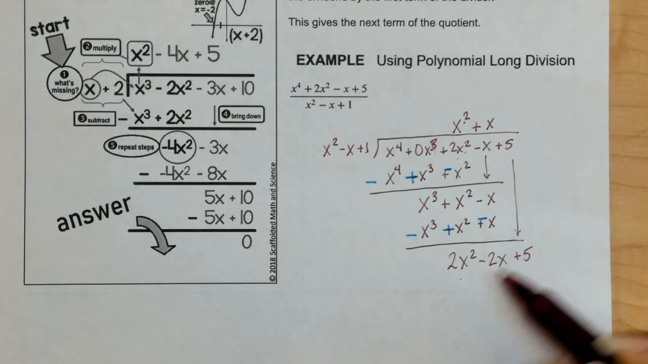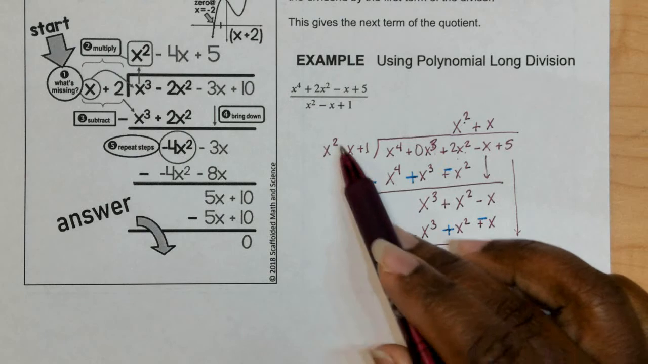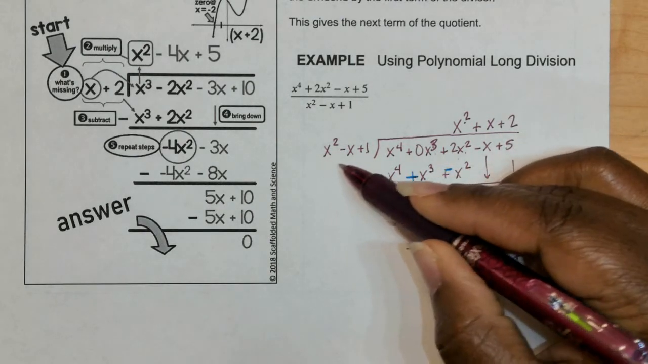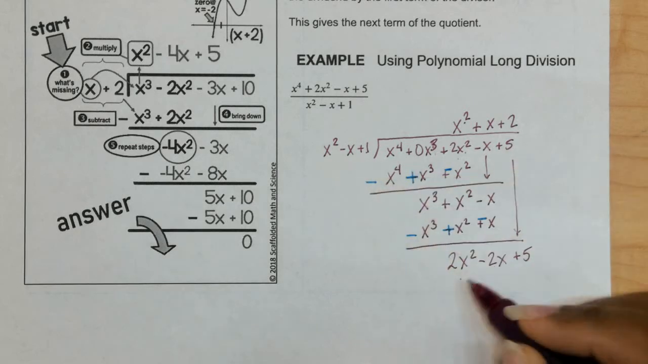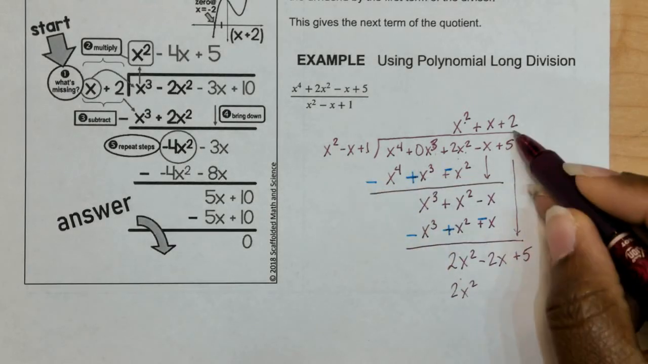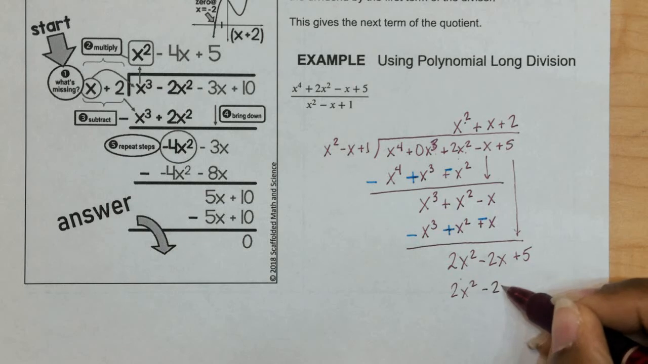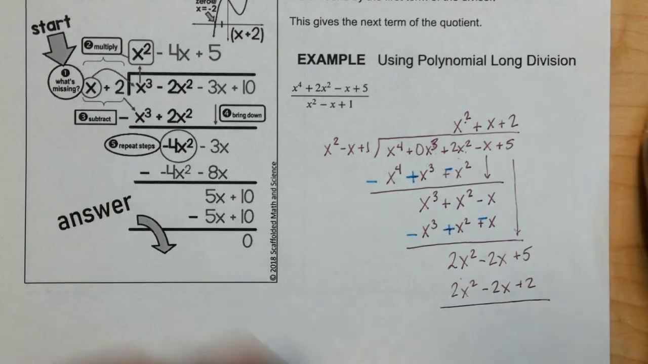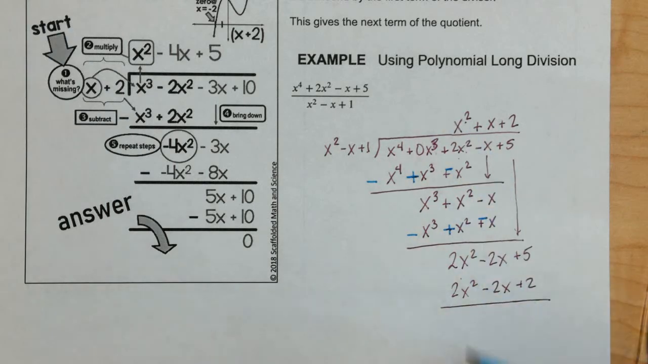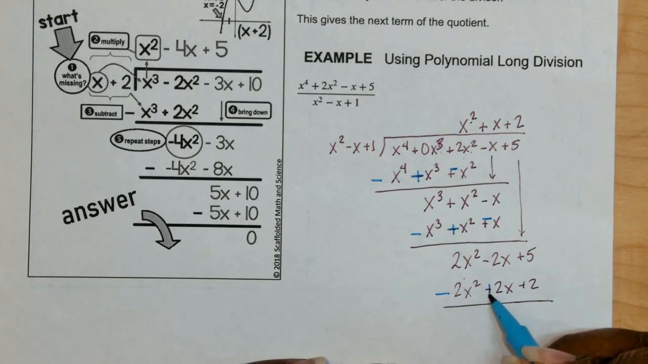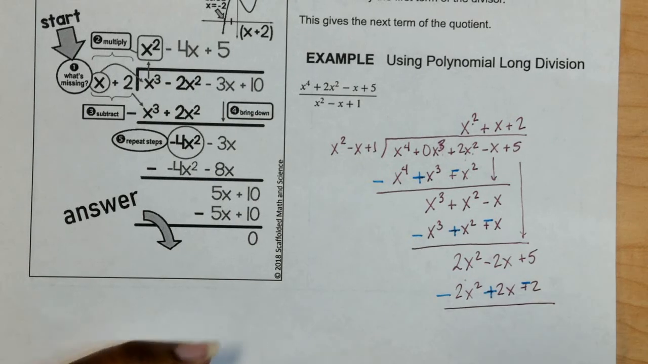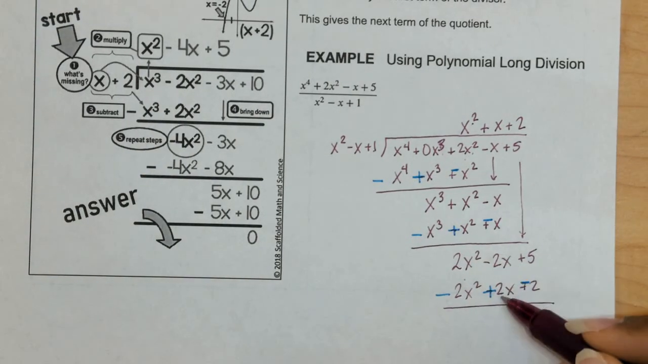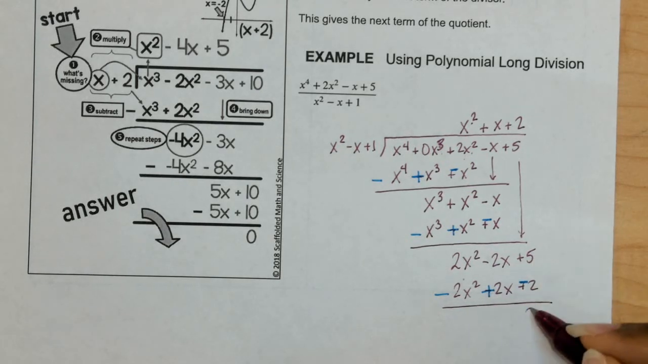Alright, so one more time. So 2x squared divided by x squared just gives us a 2. 2 times this entire divisor gives us 2x squared. 2 times that is negative 2x. And 2 times 1 is just a 2. Last step, you got it, subtract. So this becomes minus, this becomes plus, and this becomes minus. So then we have here 0. This is also a 0, and 5 minus 2 is a 3.